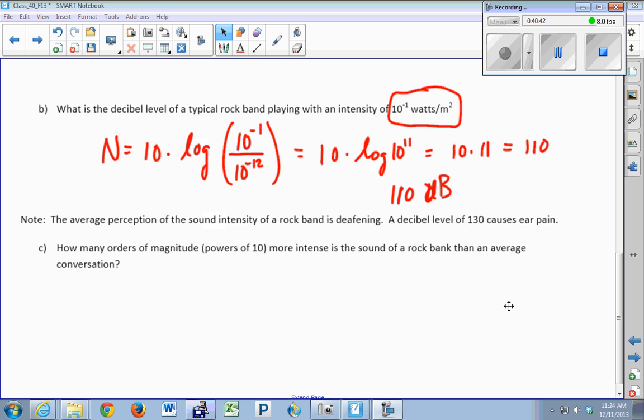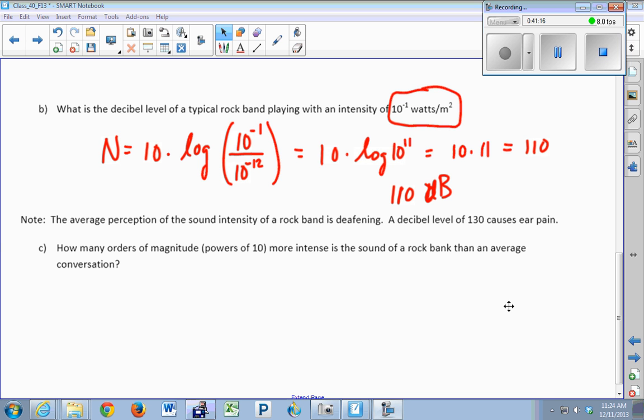So that's the average or typical rock band. Decibel levels of 130 cause ear pain. Now, I don't know if anybody in here is a football fan, but a couple of Monday nights ago there was a game in Seattle. Seattle Seahawks. And who were they playing? Was it the Saints? The Saints, all right? They had broken a record a couple of months ago where they recorded the decibel level in the stadium to be 134 or 131 decibels or something.